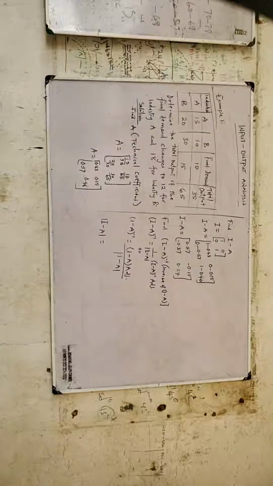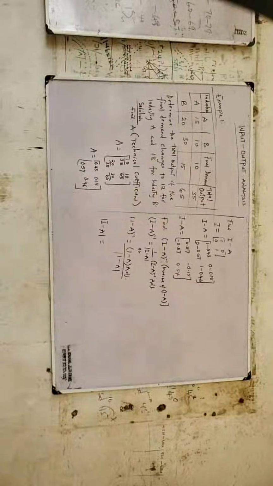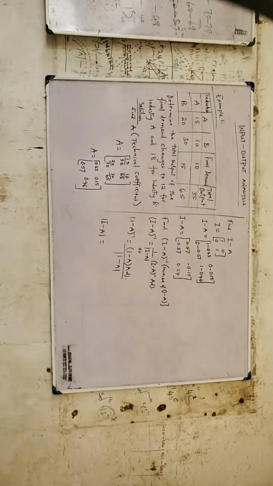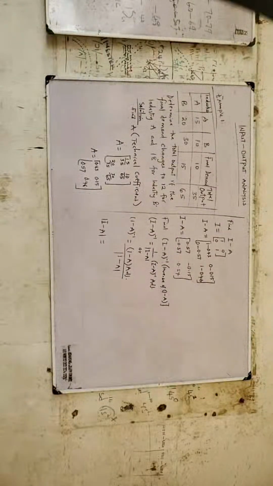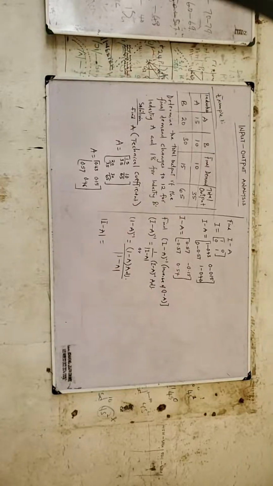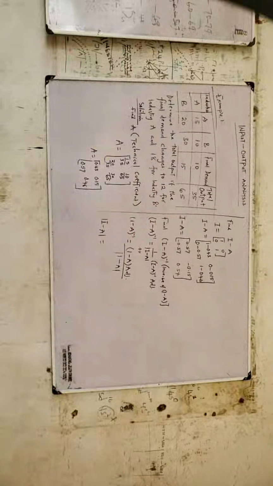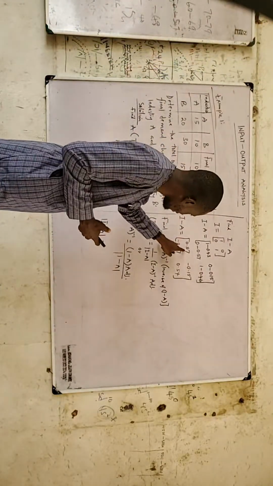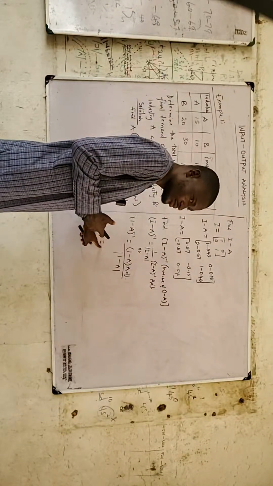Okay, 0.57 times 0.54. Write the number, then minus. 0.57 times 0.54 is 0.2223. Then 0.57 times this one, write the number here, then minus.